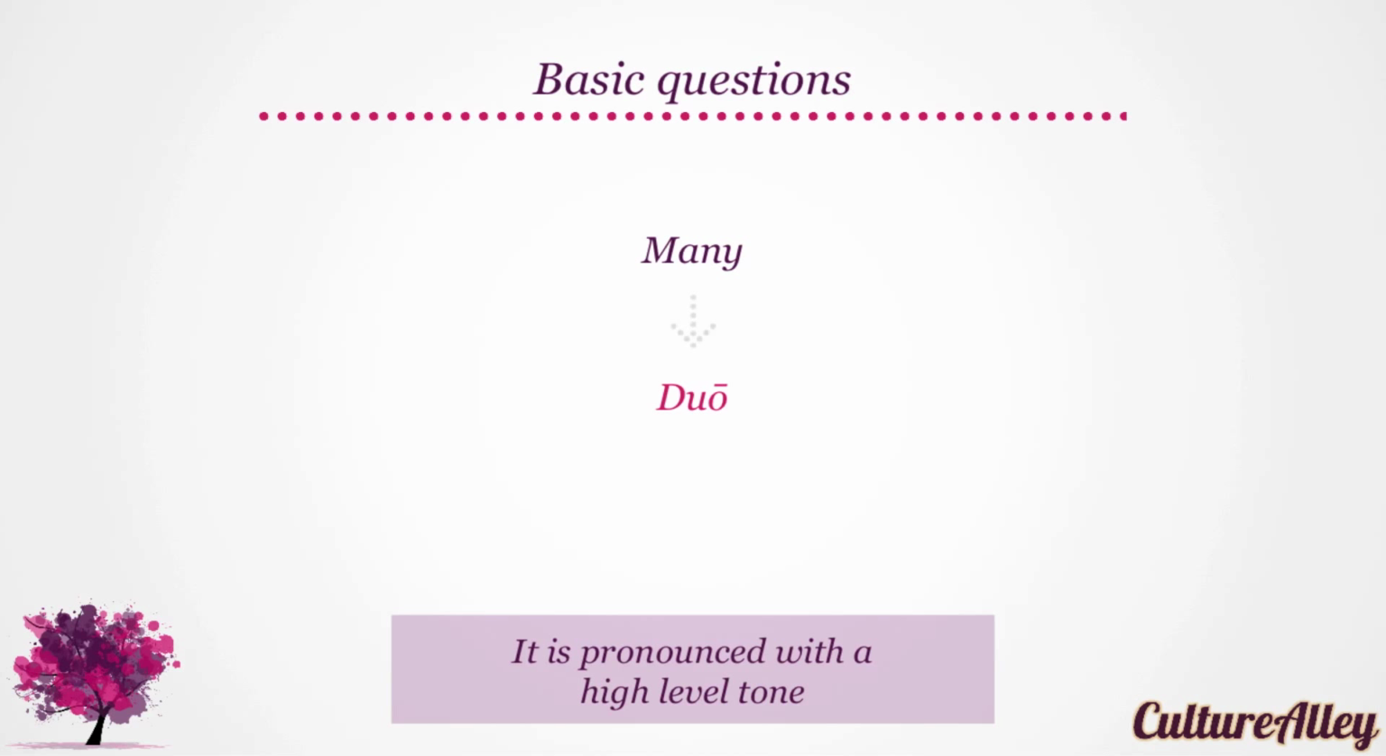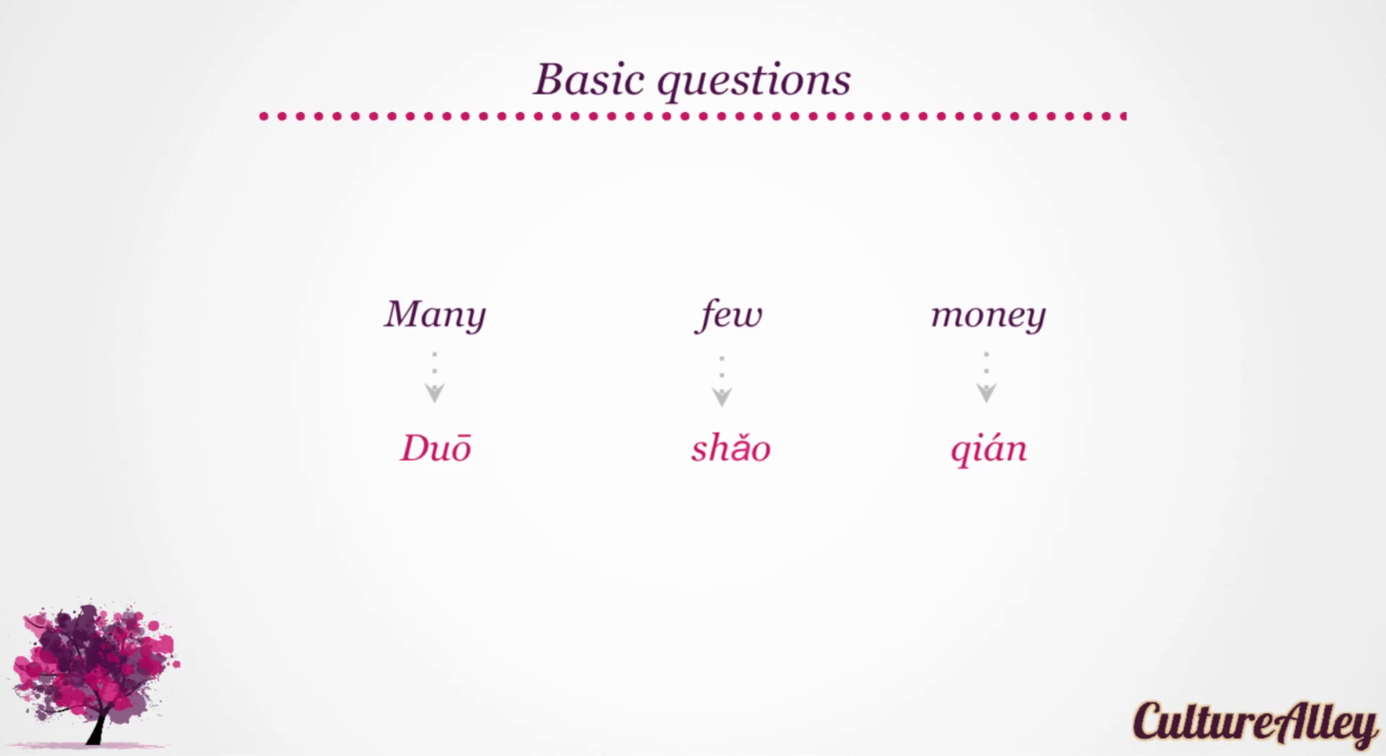Many translates to 多 and is pronounced using a high-level tone, while few means 少 and is pronounced using a falling-rising tone. Lastly, money, which translates to 钱, is pronounced with a mid-rising tone. Great! Let's take a look at the breakup of the sentence as well.